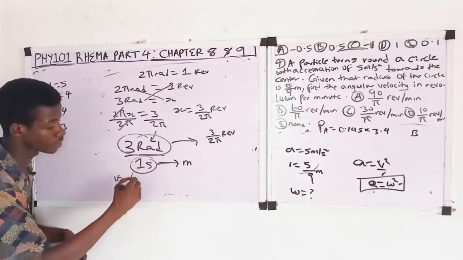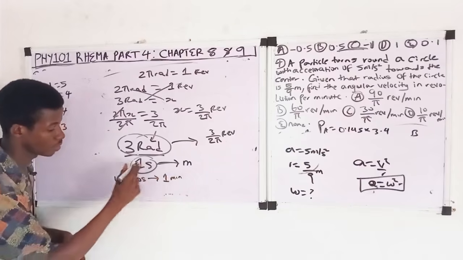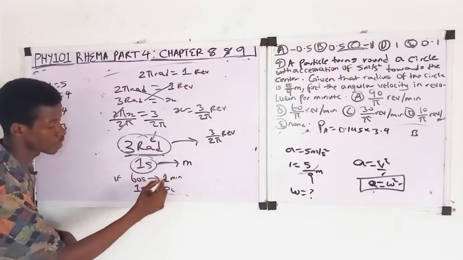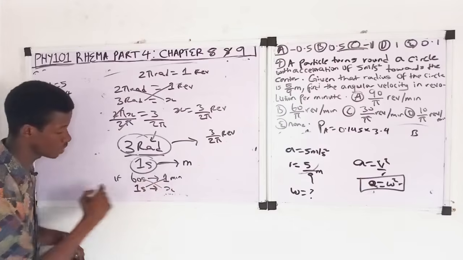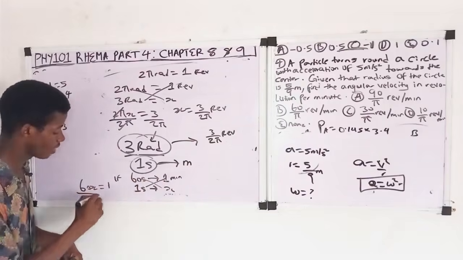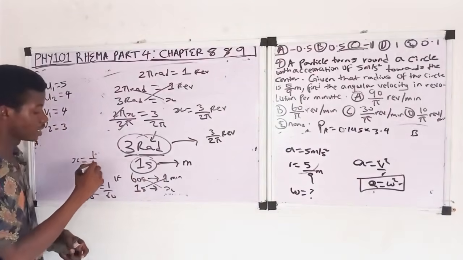if 60 seconds is equal to how many minutes? 1 minute. Then 1 second equals to what? S minutes. That's where we cross multiply. So 60 times S will give us 60S. Then 1 times 1 will give us 1. We're looking for S, so we divide by 60. So S will be equal to 1 divided by 60, right? So let's do it.